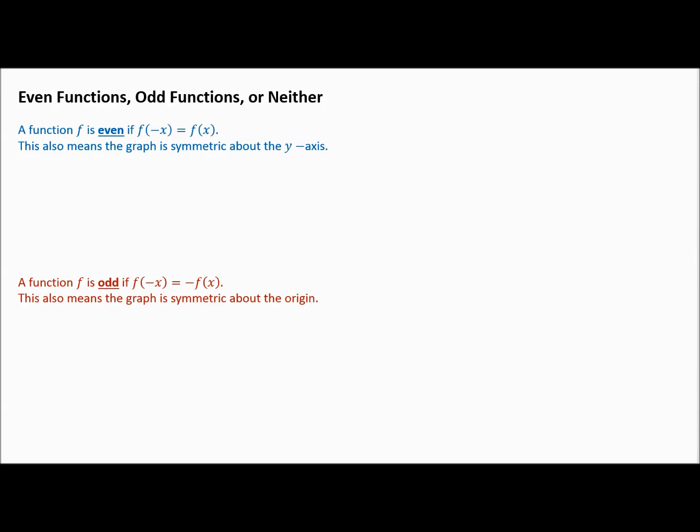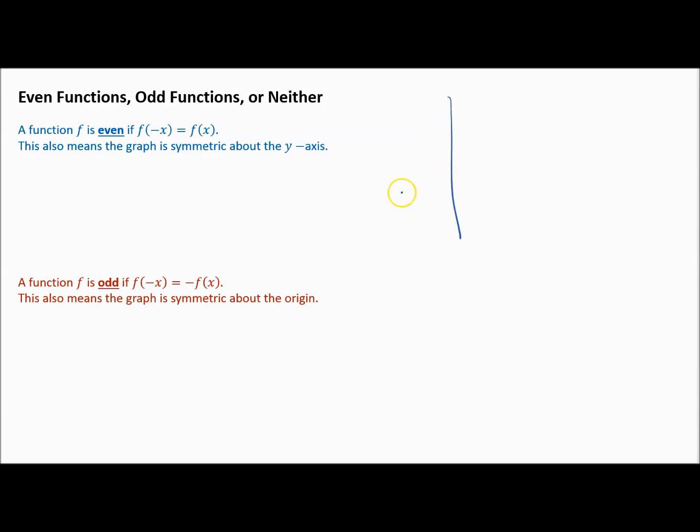A function is even if f of negative x is equal to f of x. That's all there is to it. If you can substitute negative x into your function, simplify it, and get the same as your original function f of x, then you have an even function. Okay? Now graphically, what does that mean?